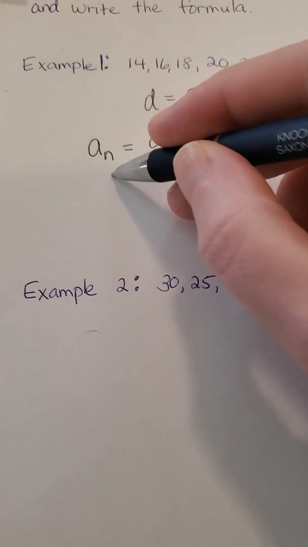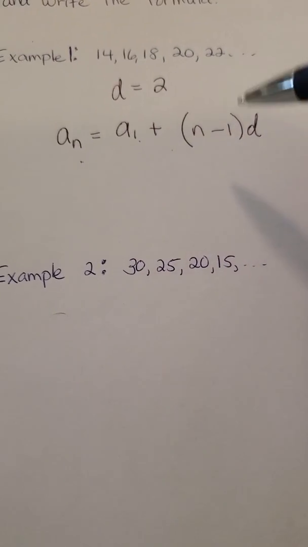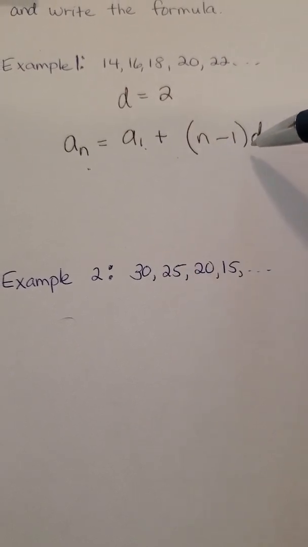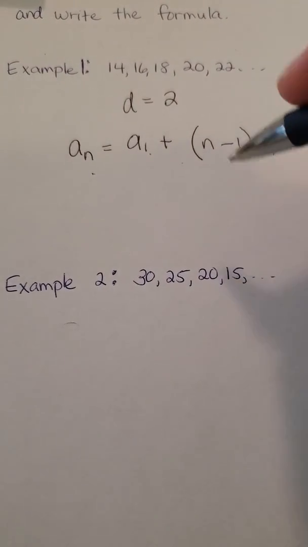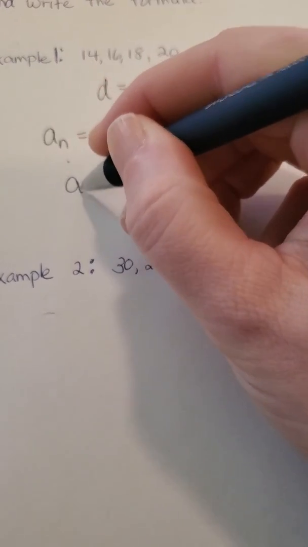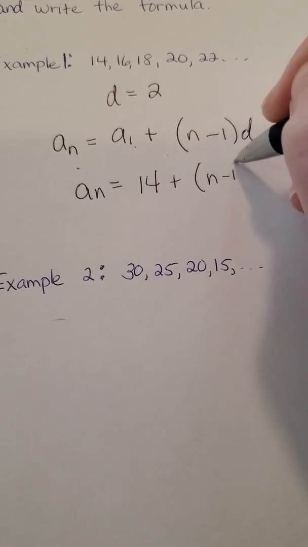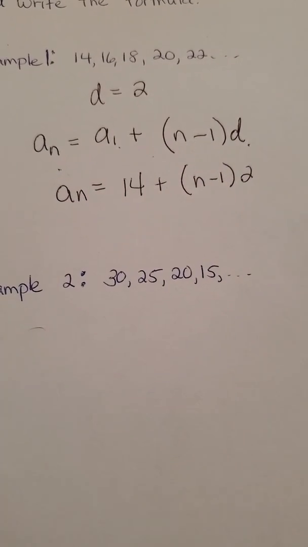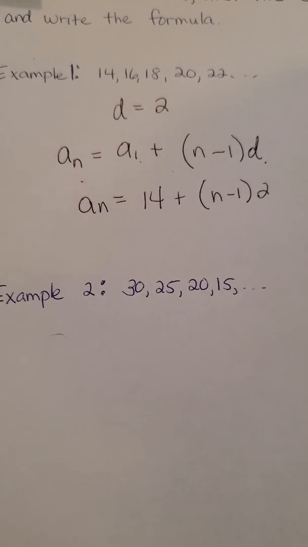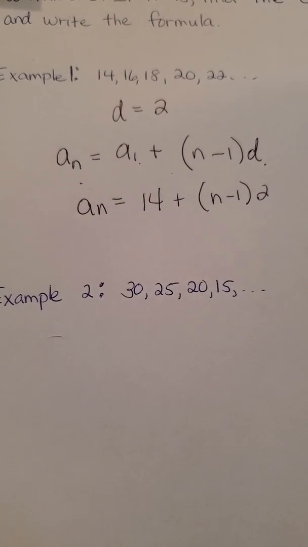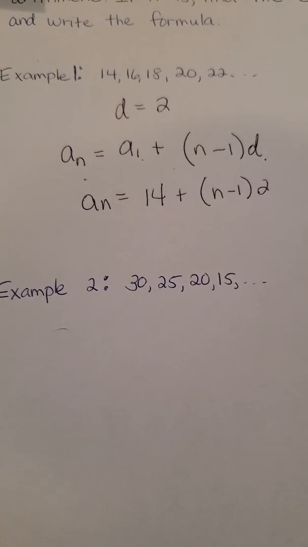So for any nth term, this is the first term plus whatever term we want, minus 1, times the common difference. When I put in my numbers for this one, it's really a sub n equals my first term, which in this one is 14, plus n minus 1, and again my difference is 2. That n minus 1 doesn't change, because that's the term number we're putting in to find that term. Right now, like I said, we're just writing the generic formula.